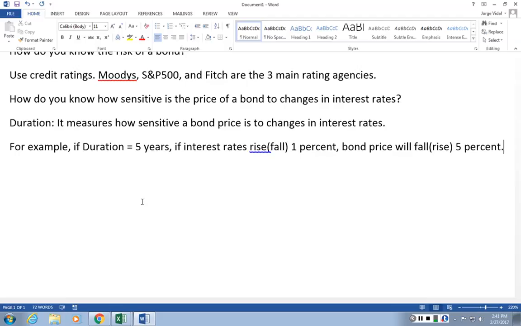Think about the market right now. Rates are at historical lows. So if rates are going to move, they're more likely to do what? They're going to go up. So if you buy a bond with duration of 20 years and they start going up, what's going to happen to your bond price? It's going to start declining very, very quickly. But if you buy a bond with a duration of only 3 years, it will go down, but not as much, 3% for every point. So that's what it means.